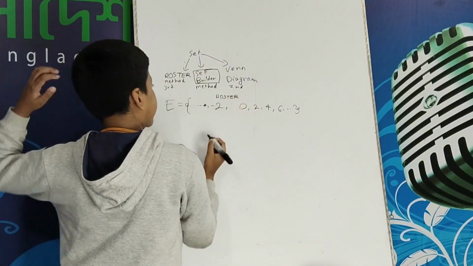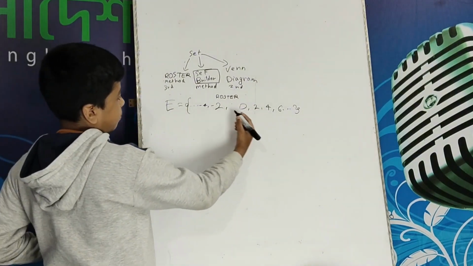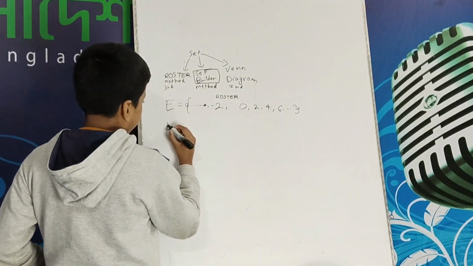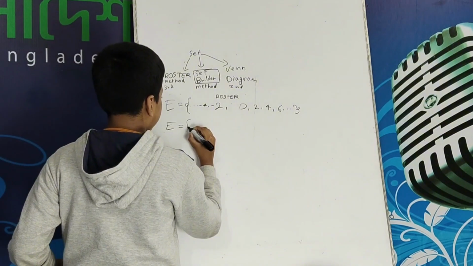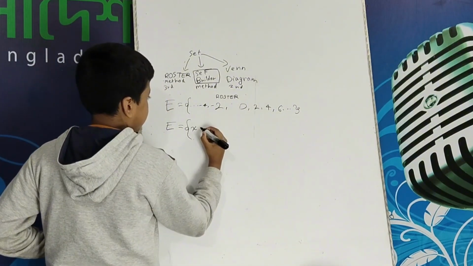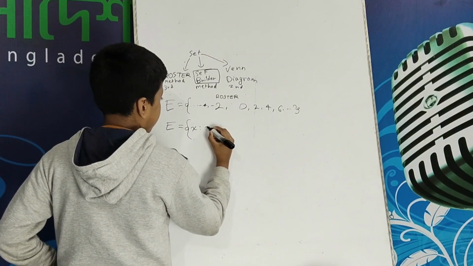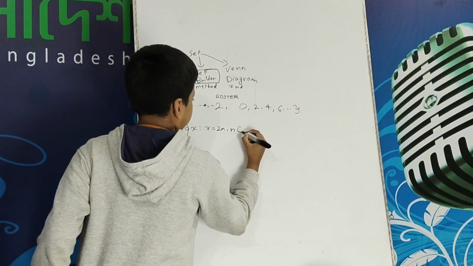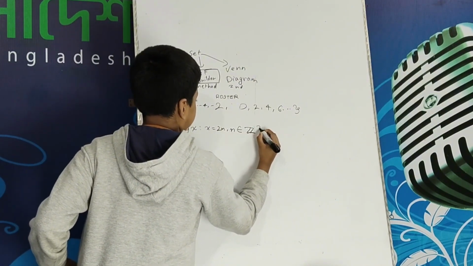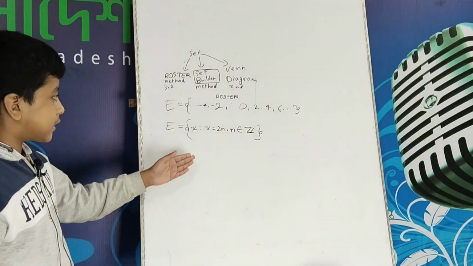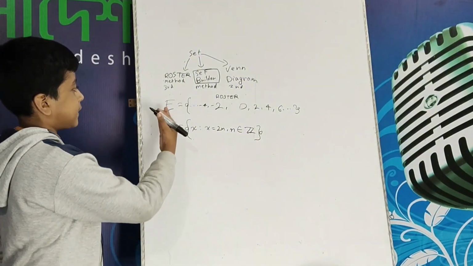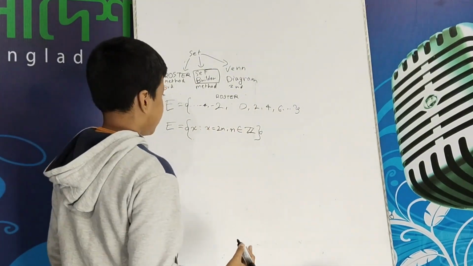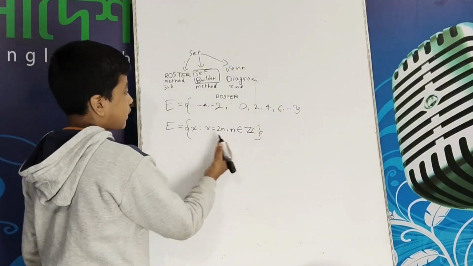This is a roster method because we just write the elements out. Now let's see the set builder method. Set builder, probably the best one. This we will write like this. Actually, there are many ways of writing this exact thing. So this is how you write this set. This is much simpler, but it takes up much more space. This is much more complex, but it takes up less space.